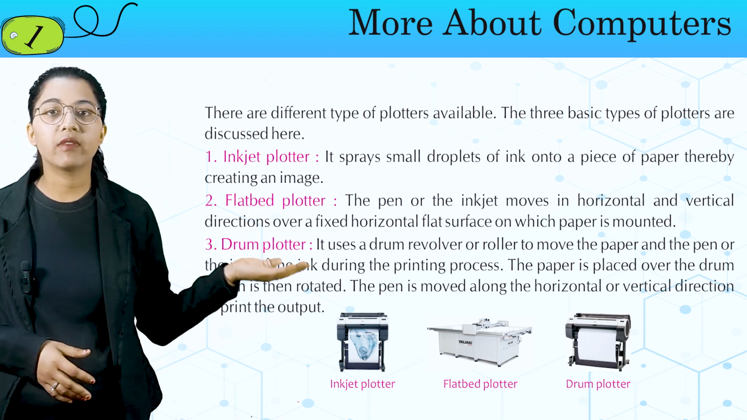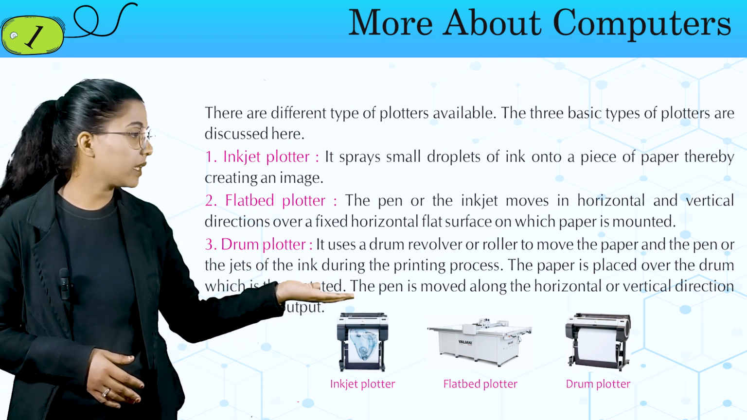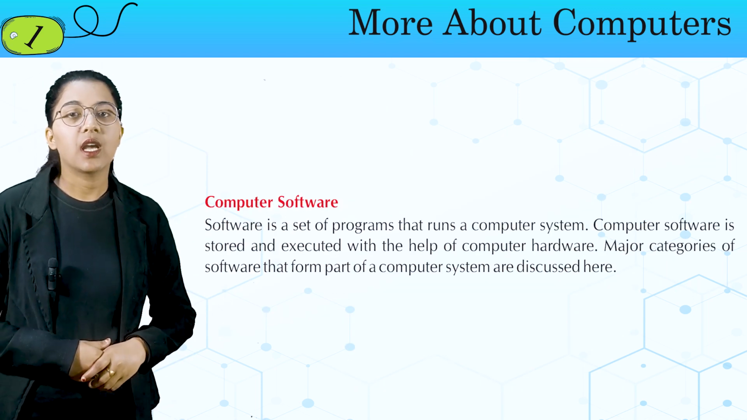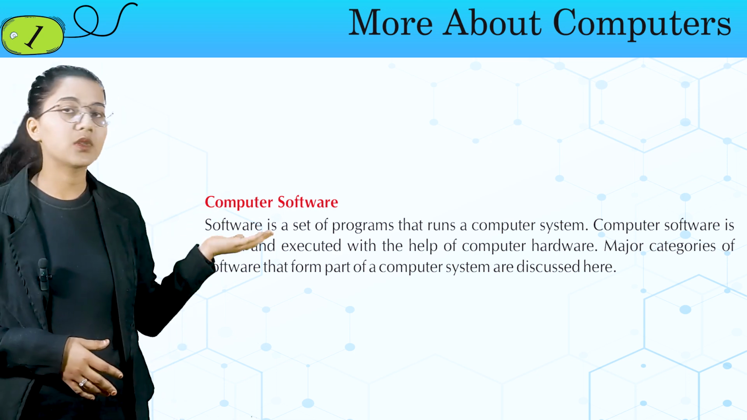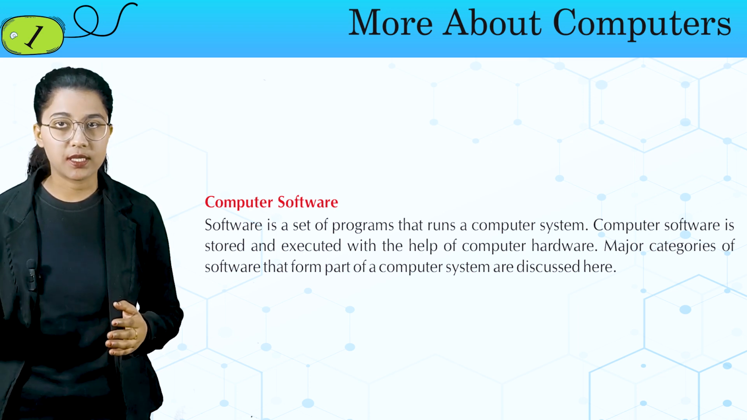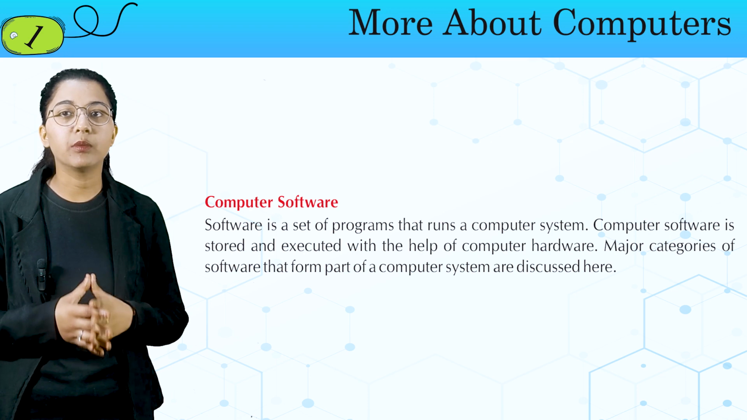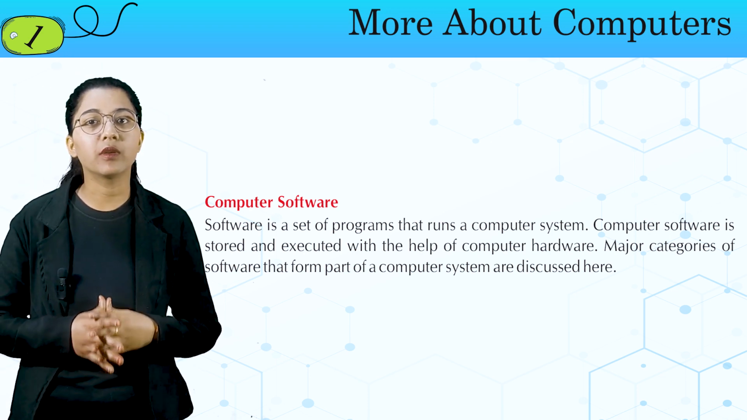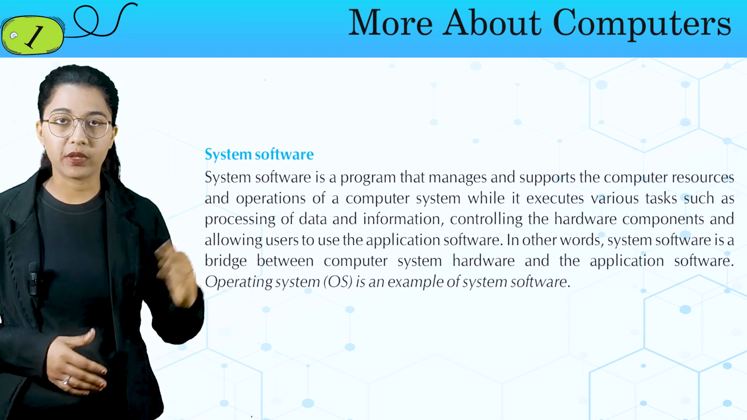Now here you can see some devices. First here is inkjet plotter, then flatbed plotter, and then lastly drum plotter. Now students, after reading all the types of plotters, here we have computer software. Software is a set of programs that runs a computer system. Computer software is stored and executed with the help of computer hardware. Major categories of software that form part of a computer system are discussed here. First is system software.